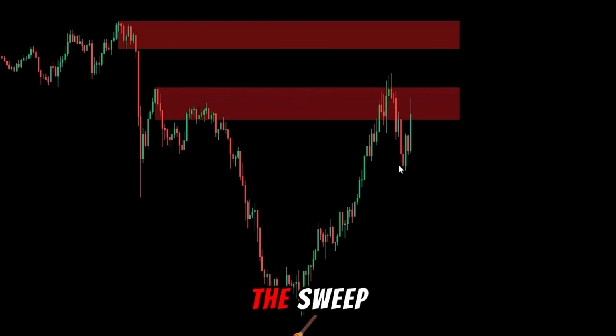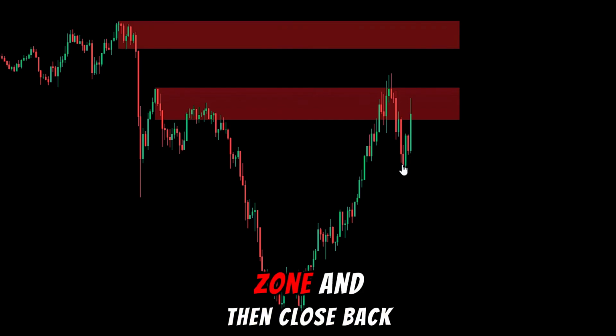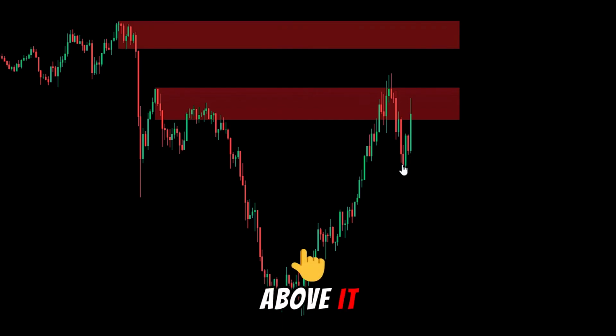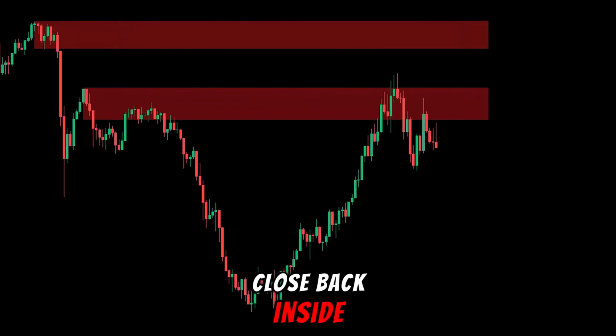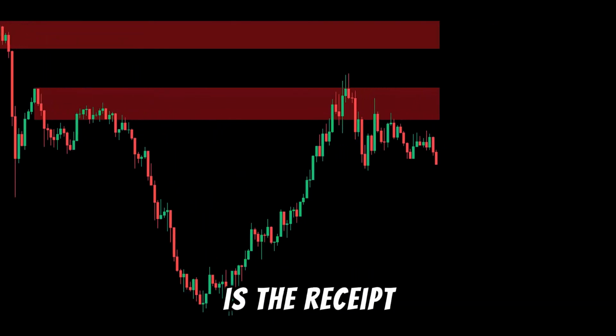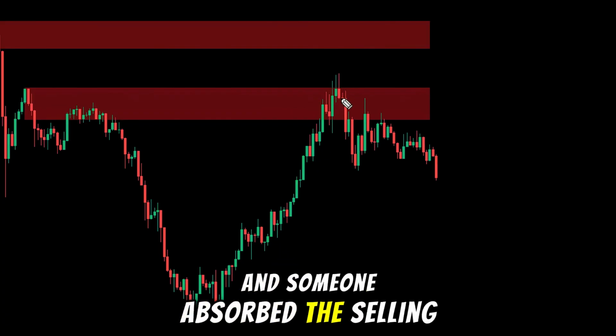Condition 1. The sweep. I need price to trade below the obvious low inside, or just under my zone, and then close back above it. Not wick down and keep going. Dip under, take the stops, close back inside. That closed candle is the receipt that the stops were collected, and someone absorbed the selling.